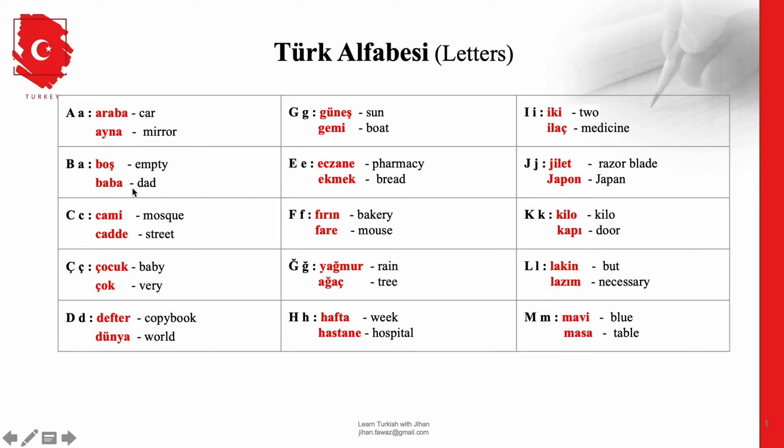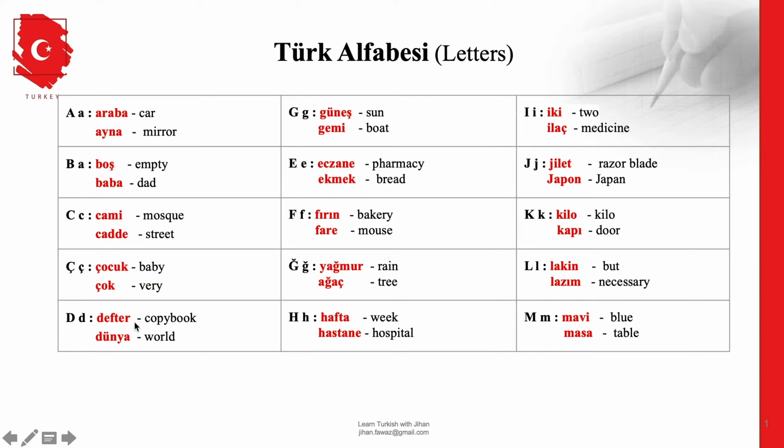The Turkish alphabets. I'm going to read the alphabet and then give some examples, and we have the meaning in English over here. So this is A, araba, ayna. B, boş, baba. C, cami, cadde. Ç, çocuk, çok. And as we said, this one is like ch in English. Ç, like in chair. Çocuk, çok.